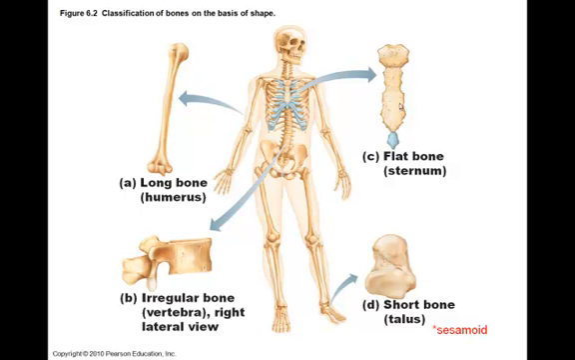Two more classifications here. We have flat bones. Flat bones, as the name suggests, are flat. Two great examples of flat bones would be the sternum and also the ribs. The ribs are classified as flat bones. And irregular bones are, like the name suggests, very irregular. They don't fit into any of these other categories. Great examples of irregular bones would be the vertebrae and the hip bones.